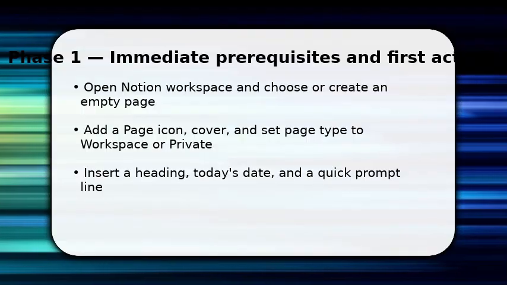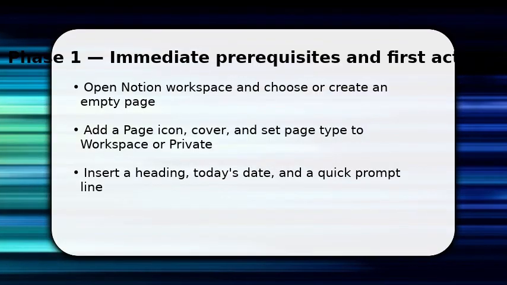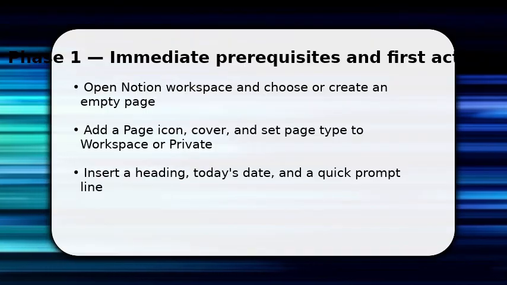You start by opening Notion and picking the page where the journal will live. Create a new page, add an icon and cover so it's easy to find. These visual cues matter. Once done, add a clear title and a heading for today's entry, then type the date.